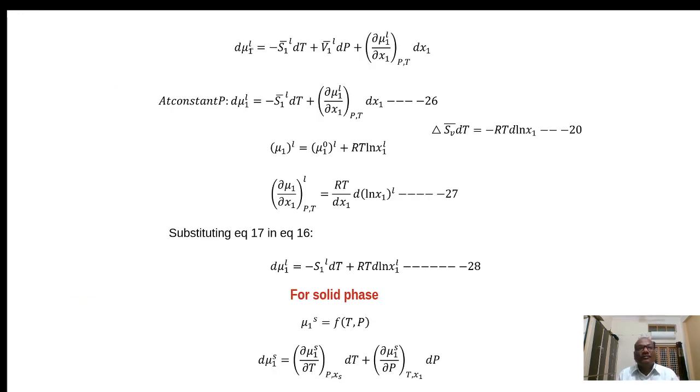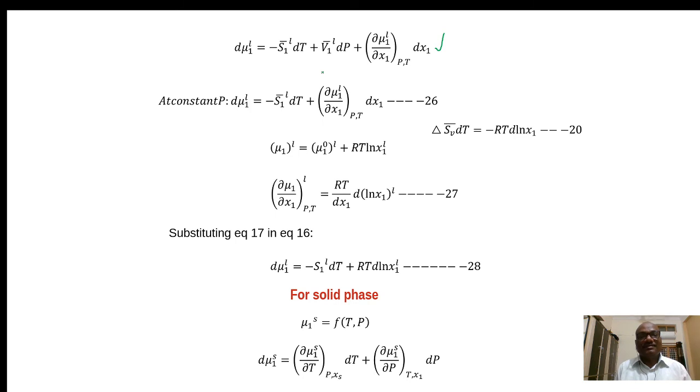So dμ1L is equal to minus S1 bar (the partial molar entropy) dT plus V1 bar (the partial molar volume) dP plus (∂μ1L/∂x1) at constant pressure and temperature dx1. That is, dμ1L = -S1 bar L dT + V1 bar L dP + (∂μ1L/∂x1) at constant P and T dx1.